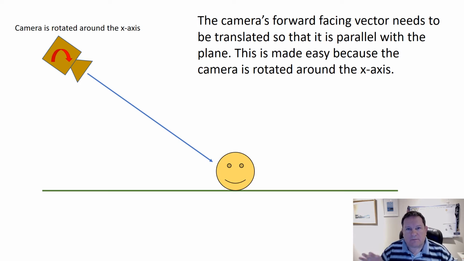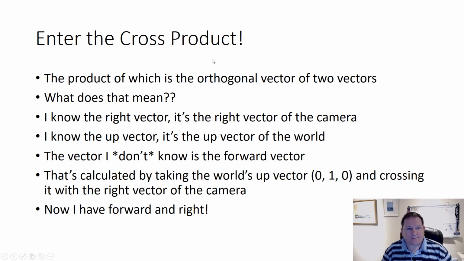But the problem is, because we want to get this forward-facing vector, we need to calculate where that is in the world. So we need to figure this out. What we're going to do is look at what's called the cross product. The cross product is when we know two values. Well, in this case, we do know two values, and this is what this text is talking about here.